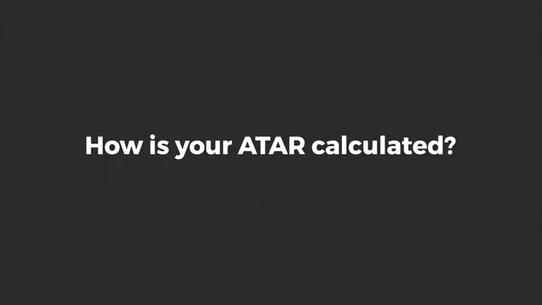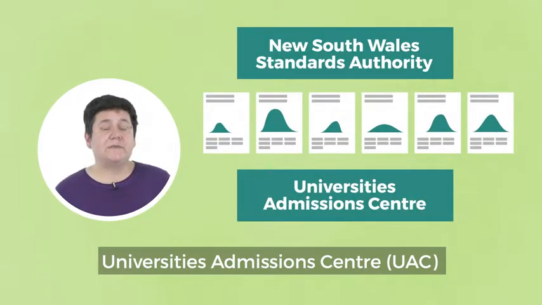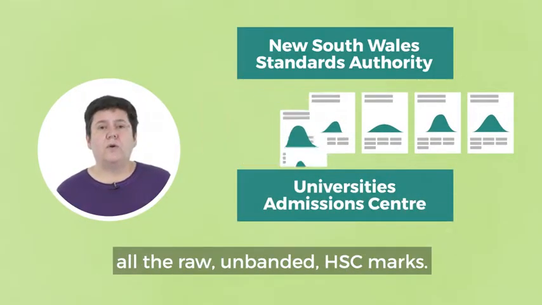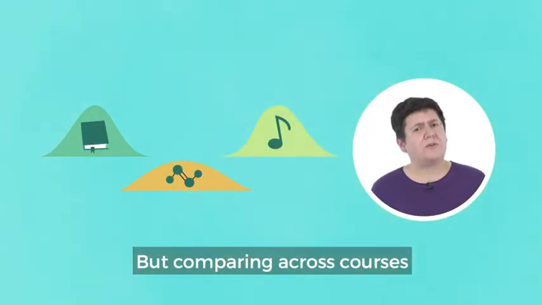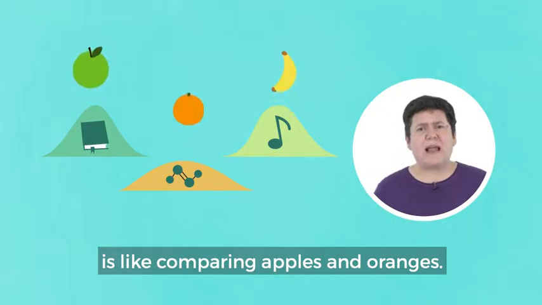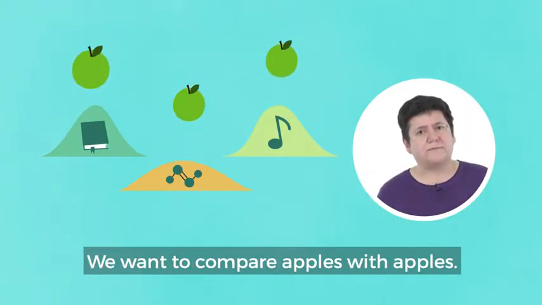It means that you're in the top 30% of your year group. How is your ATAR calculated? The New South Wales Standards Authority gives the University's Admissions Centre, or UAC, all the raw, unbanded HSC marks. But comparing across courses is like comparing apples and oranges.